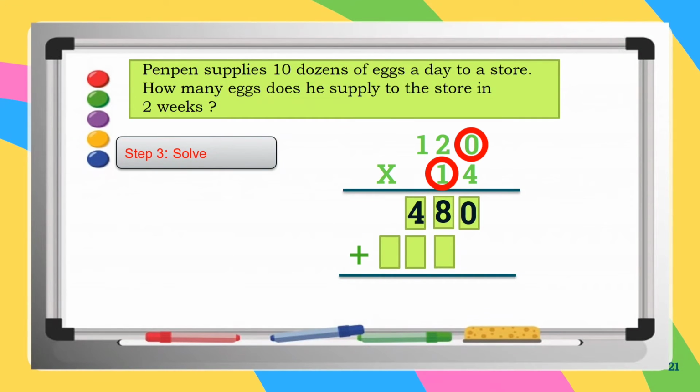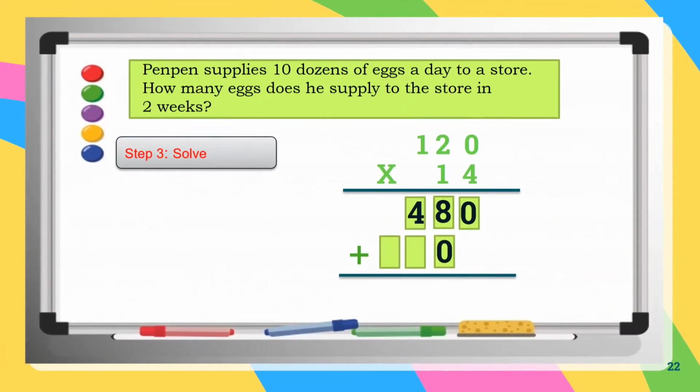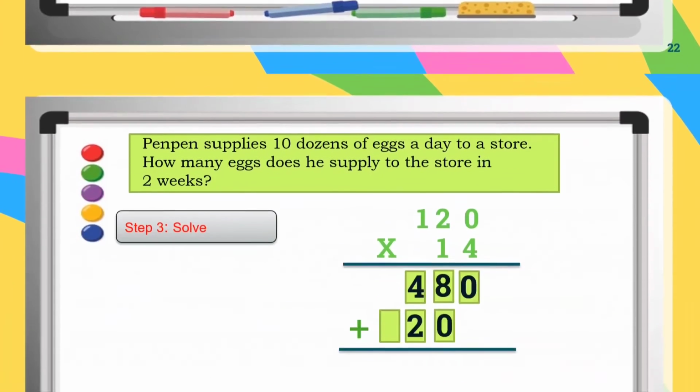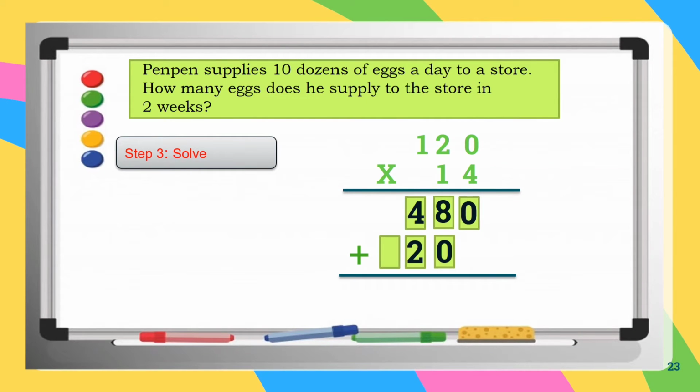And now, let us multiply 1 to 0. 1 times 0 is equal to 0. Next is, let's multiply 1 and 2. 1 times 2 is equal to 2. Last one is 1 times 1. 1 times 1 is equal to 1. Therefore, our second partial product is 120.